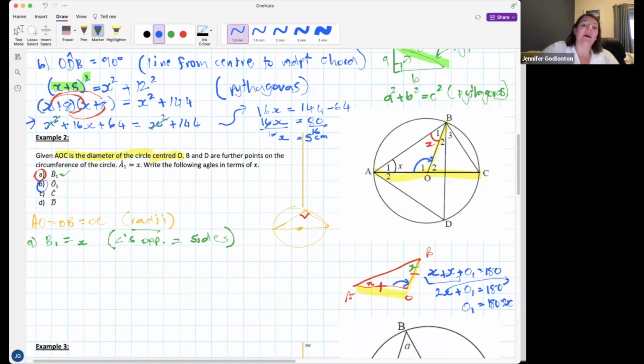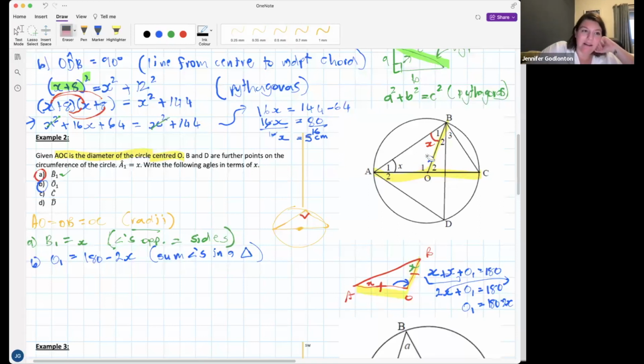Now we're going to write that up. We're going to give our reasons as we go along. So for B, we're working out O1. We're going to say O1 is equal to 180 minus 2X. And my reason is going to be sum of angles in a triangle. Some of your teachers like you to say that that's equal to 180. That's absolutely fine. Please do whatever your teacher is asking you to do in class. Now we know that this angle in here, let's quickly write it in, is 180 minus 2X. Cool.